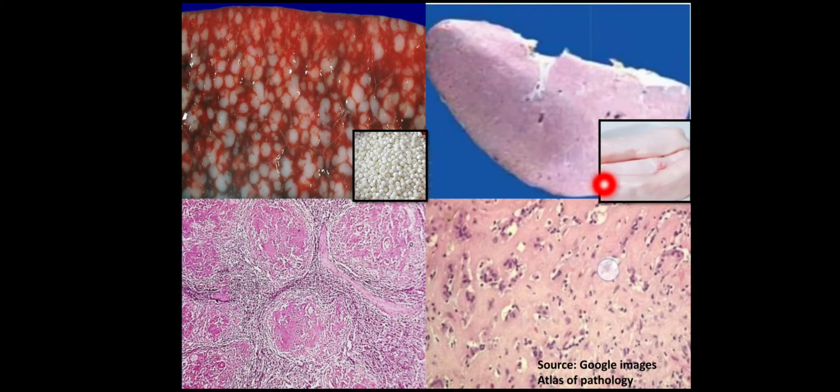This is lardaceous spleen. So this is lard, and the spleen has the appearance of lard. In microscopy, the deposits of amyloid are seen in a diffuse fashion. So all this is the deposit of amyloid protein.